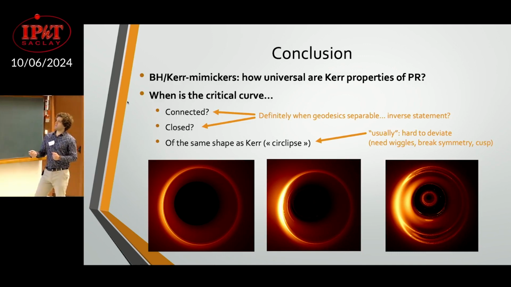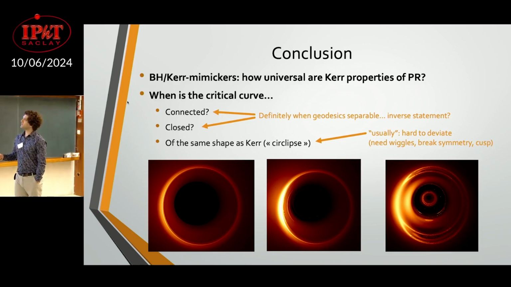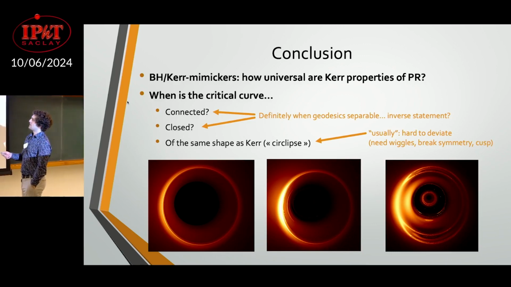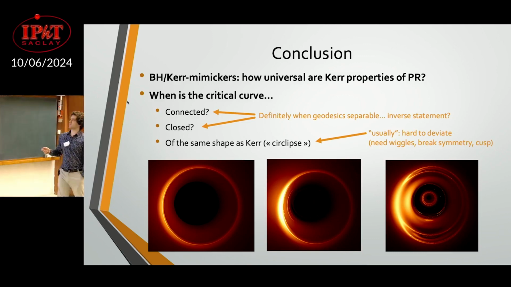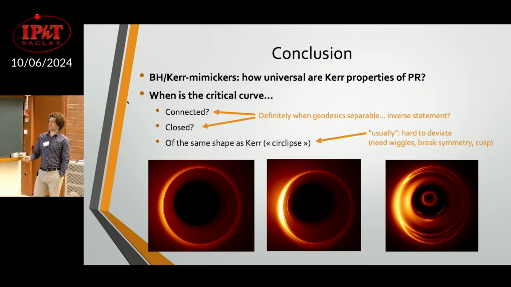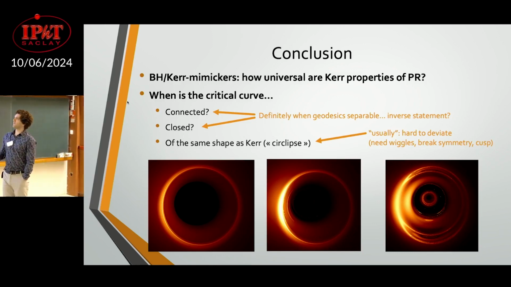And so I focused in particular on this critical curve, which is sort of the limit of the photon ring, right? Underlying the photon ring. And I asked the question, when is it connected and closed? And so what I said in the last part of my talk was, well, definitely when the geodesics are separable, it seems. But what about the inverse statement, right? Is the fact that it's connected and closed exactly equivalent to separability or not? That's still a bit of an open question.